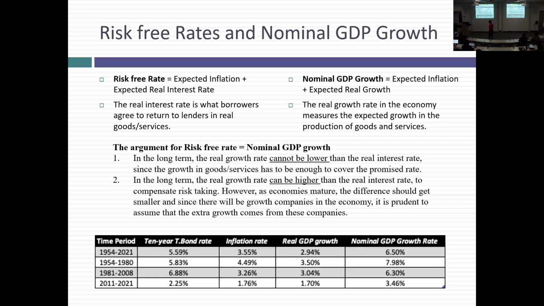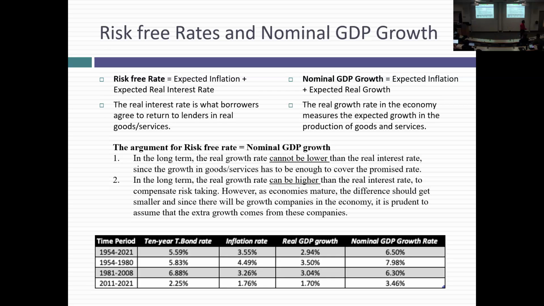Between 81 and 2008, the growth rate lagged the risk-free rate. What does that tell you? It tells you about an economy starting to mature, to slow down. 1954, 55, 60, 65, maybe even up to 70, the US was a growth machine. It grew at high real growth rates. In the long term, the numbers converge.